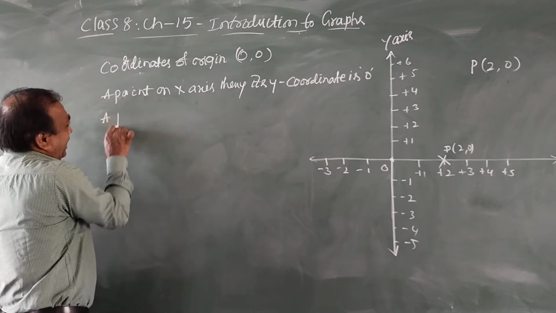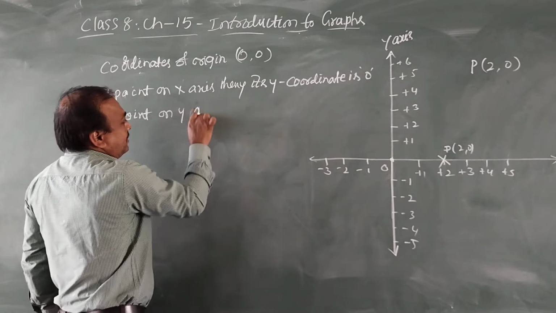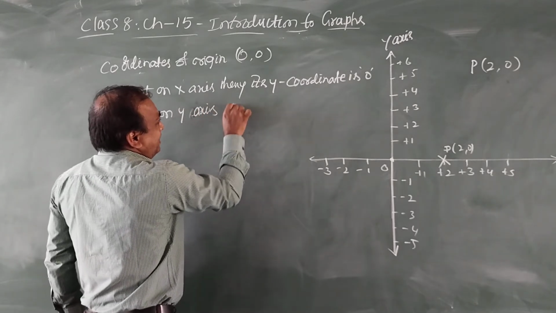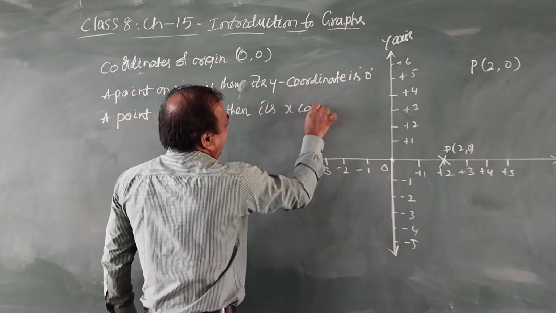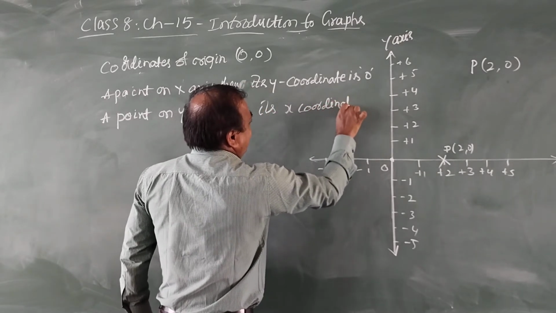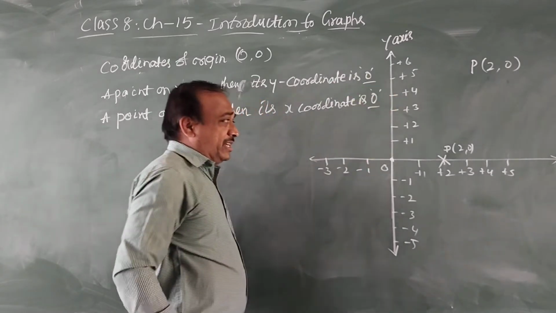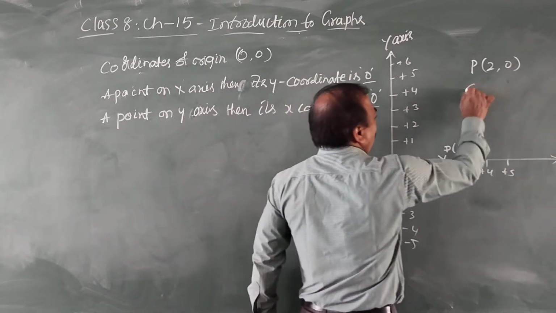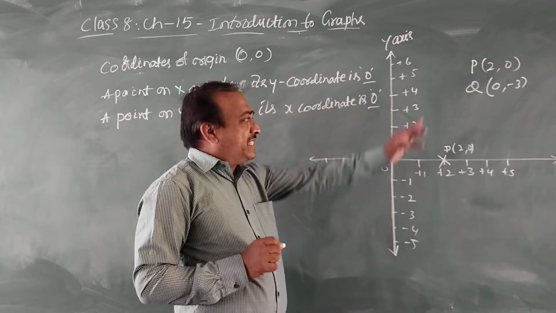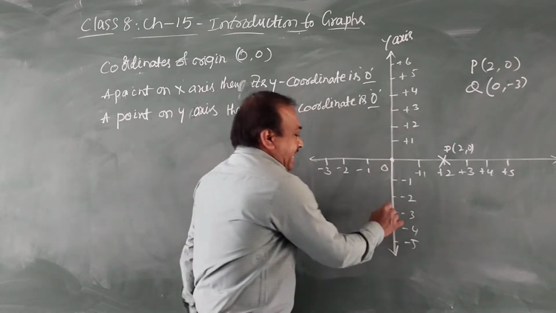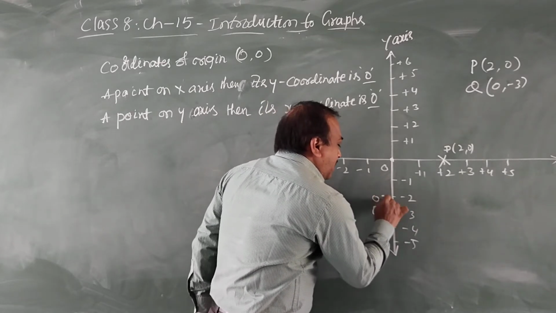Similarly, for a point on the y-axis, its x coordinate is 0. Observe it. Now I am taking Q as 0 comma minus 3. First the x coordinate is 0 and minus 3 is here. So this is the point Q, 0 comma minus 3.